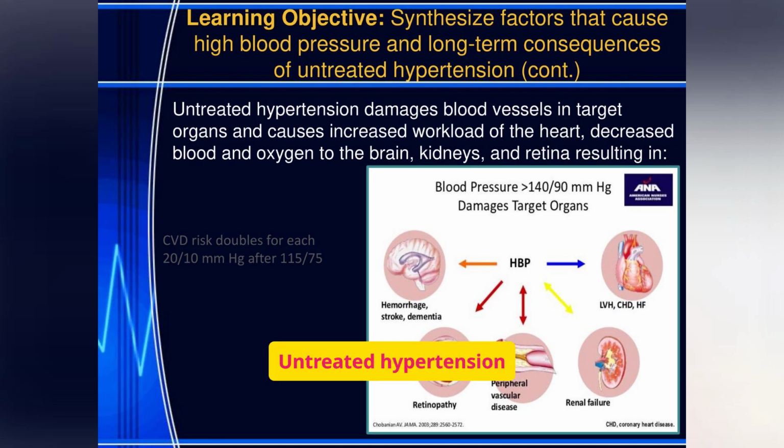Untreated hypertension can damage vital organs. We'll discuss the impact of high blood pressure on the brain, heart, eyes, kidneys, and peripheral vasculature. Think of hypertension like high-pressure water in a garden hose. It damages the walls over time, leading to stroke, heart attack, kidney failure, or vision loss.